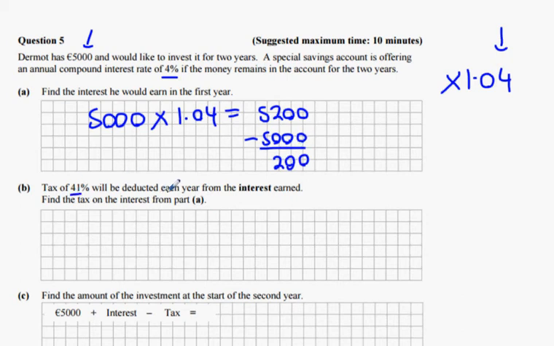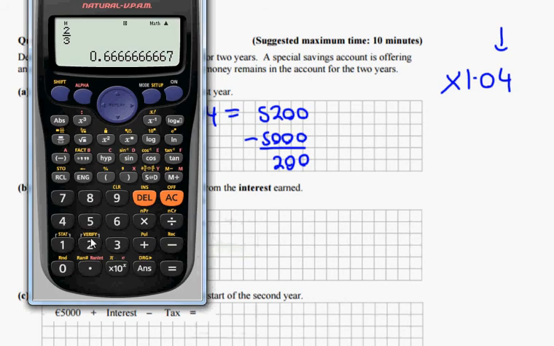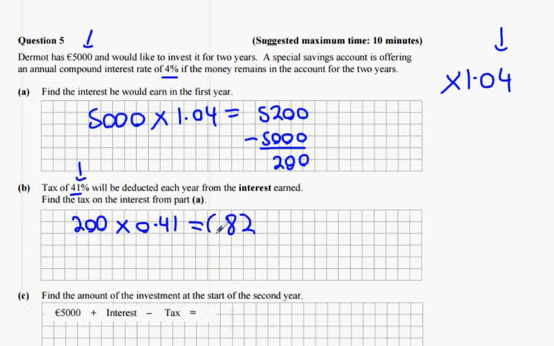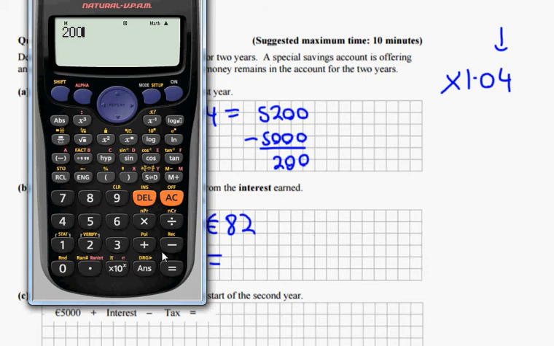Tax of 41% is deducted from the interest earned. Find the tax on the interest. Okay, well it's 41%. To find 41% of something, we can multiply the number by 0.41. So 200 multiplied by 0.41, and what we're going to get is €82. €82 is going to be taken away from us. So it's going to be 200 minus €82, which means that we're going to get €118.